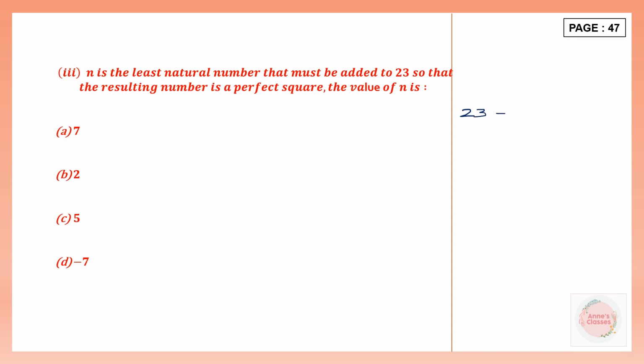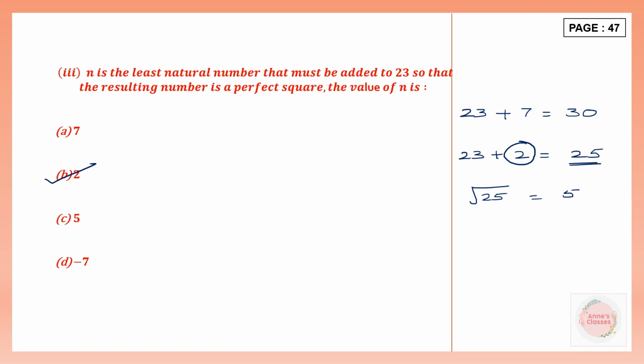Add the first number, option A, which is 7. What do you get? 23 plus 7 is 30. 30 is not a perfect square. No number that you multiply by itself will give us 30. So let's take 23 and the second option, which is 2. So 23 plus 2 is 25. Now 25 is a perfect square. What is the square root of 25? Square root of 25 is 5 because 5 into 5 will give us 25. So option B, the answer is 2. Option B is the correct answer.